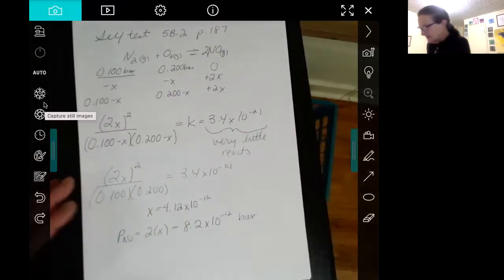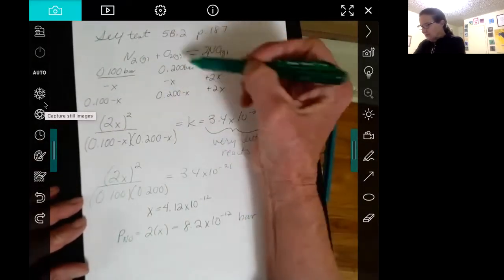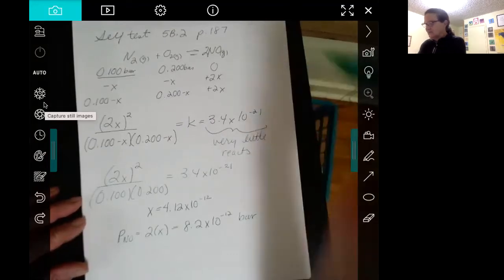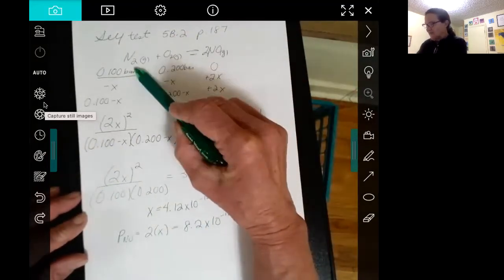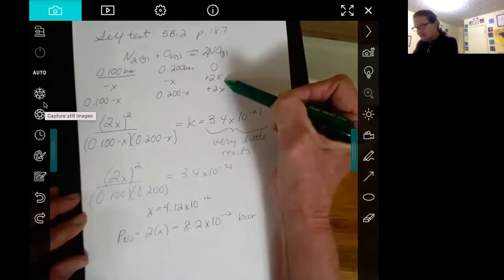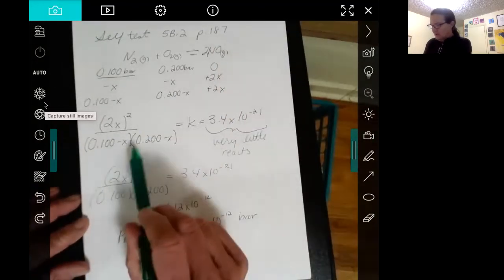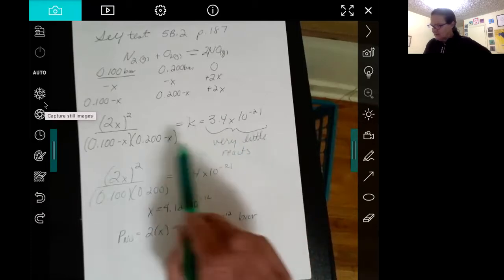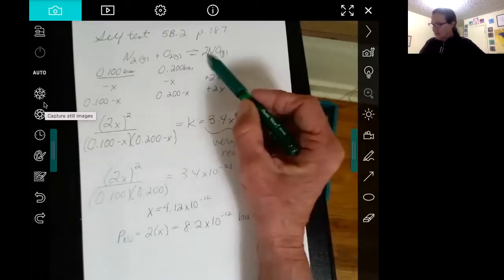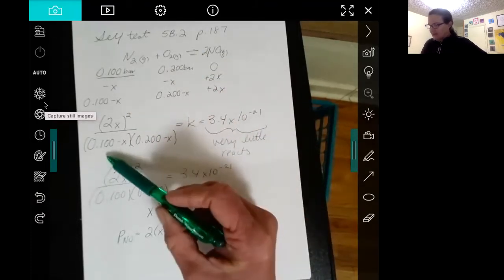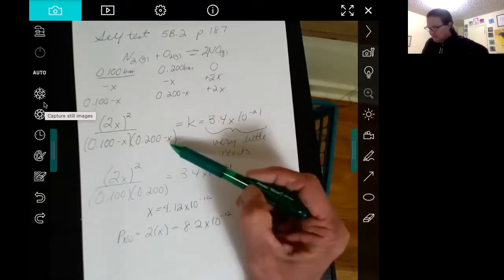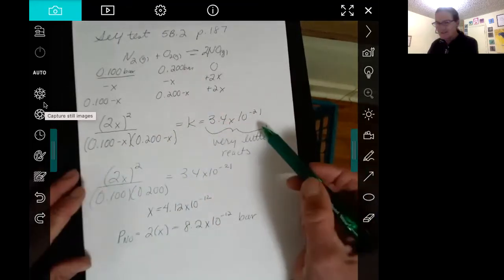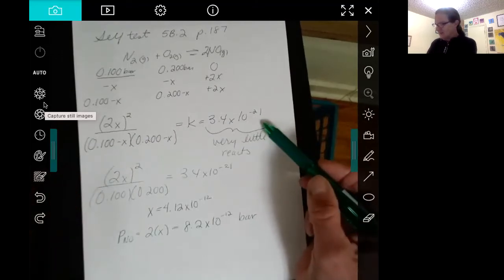It's a fairly easy one because of how small the equilibrium constant is. We start out with 0.1 bar and 0.2 bars, 0 nitrogen monoxide. This has to go down, this has to go down. And when one of these reacts, you get 2 of those, so it's a 2x for the product. When we set it up, our equilibrium constant is equal to 2x squared, because it has a 2 there, divided by 0.100 minus x and 0.200 minus x. And if you notice, this equilibrium constant is 10 to the minus 21.